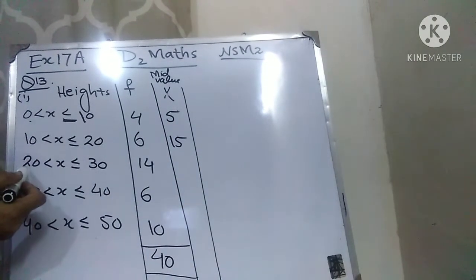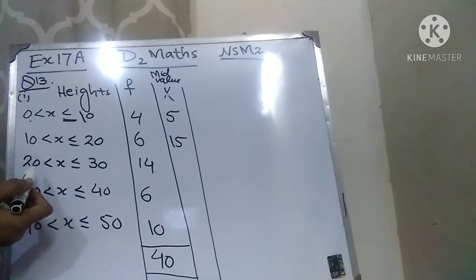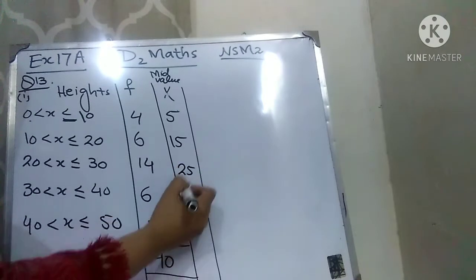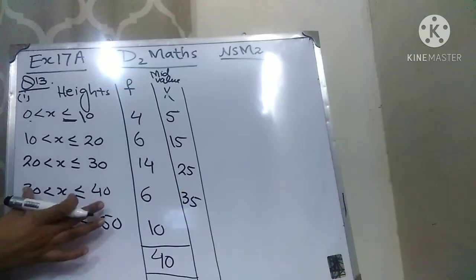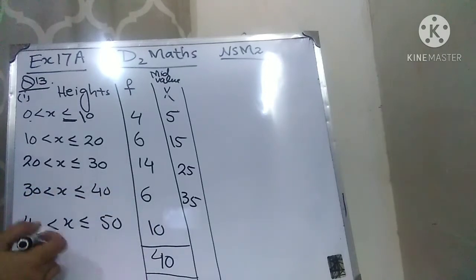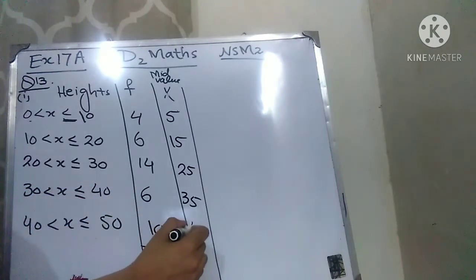Okay, 20 plus 30 is 50, and 50 divided by 2 is 25. In the same way, when you will add 30 and 40, you will get 70. 70 divided by 2 is 35. 40 plus 50 is 90. 90 divided by 2 is 45. Okay, so this is x.